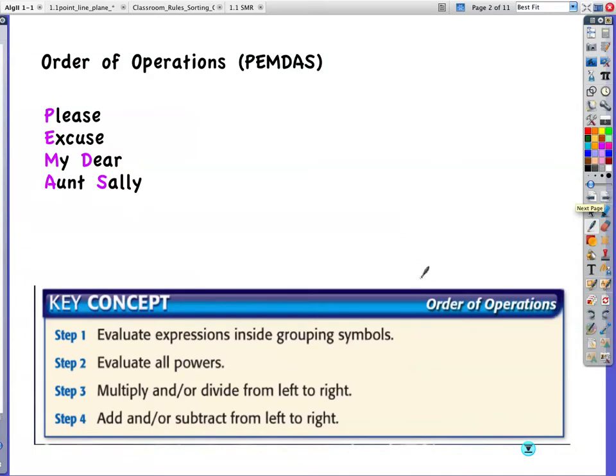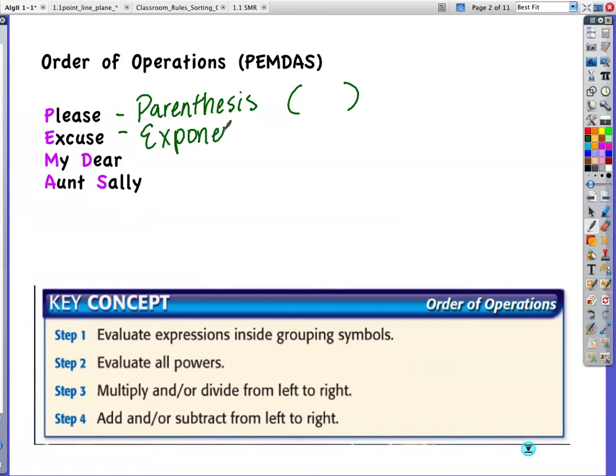This book has this wonderful lineup for you, but most of us commonly know it as, please excuse my dear Aunt Sally. You've had it before, so I'm not going to spend tons of time on it. But the P stands for parentheses. So you do anything with parentheses first, anything inside that you can possibly do. Excuse stands for exponents, so anything with an exponent you do next.